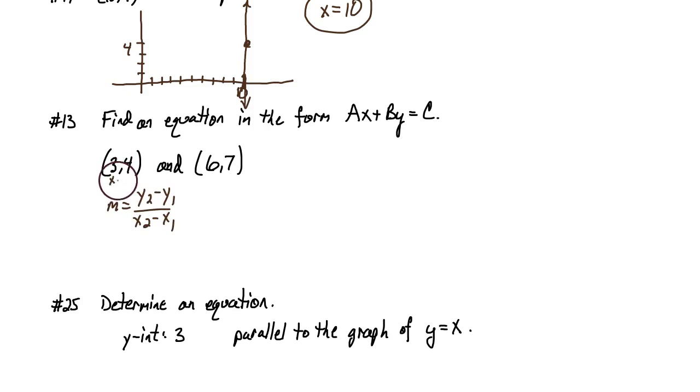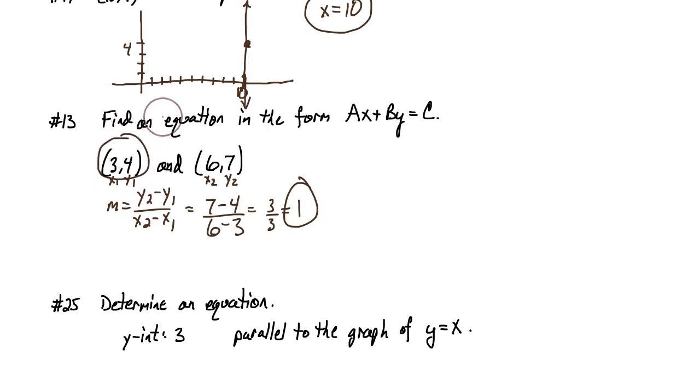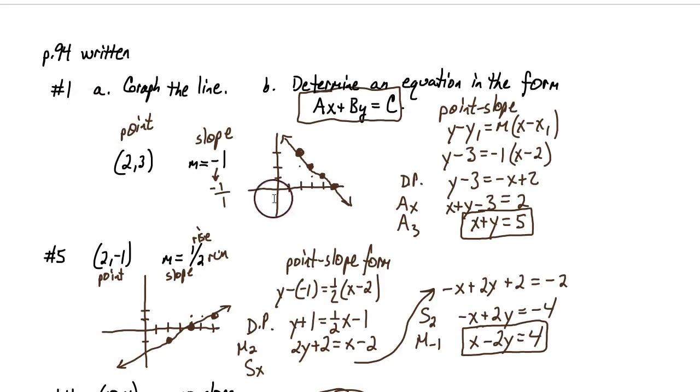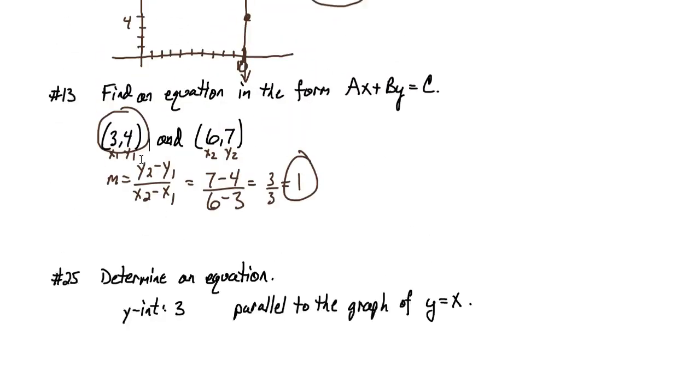In our first ordered pair is the x1 and y1. In the second ordered pair is the x2 and the y2. Okay, let's make some substitutions. y2 is 7, y1 is 4, x2 is 6, x1 is 3. This makes 3 over 3, which reduces to 1. Now we know the value of m, and we know an ordered pair. We have made question 13 be just like question 15 and question 1, where we knew the slope and we knew an ordered pair. So let's use the same technique we did before.